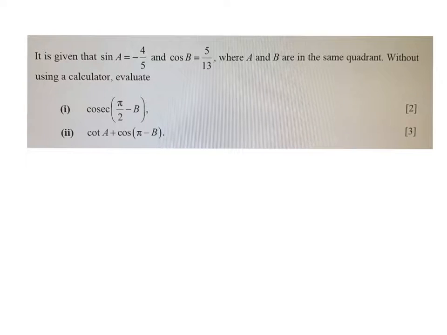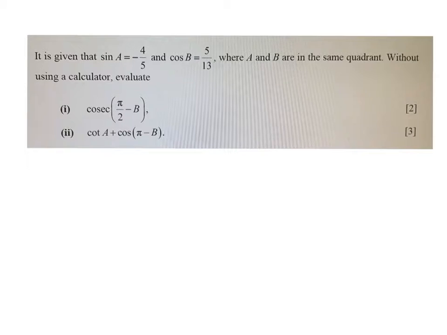It is given that sine A is equal to negative 4 over 5 and cosine B is equal to 5 over 13, where A and B are in the same quadrant. So without using a calculator, we need to evaluate the cosecant of pi over 2 minus B.